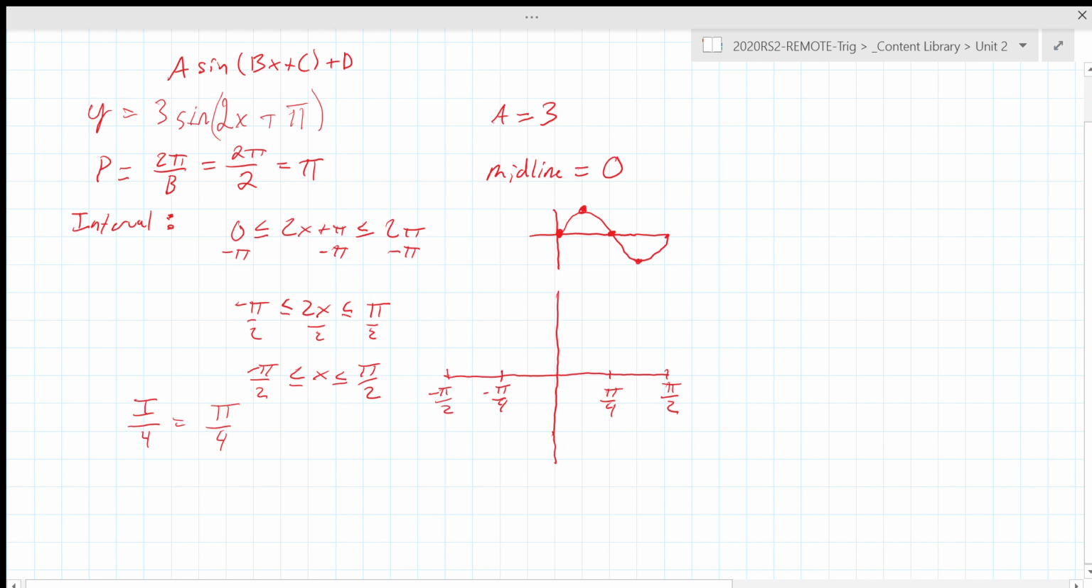Okay, so we're going to start at the very left side of our interval. This is a positive sine function, so it starts at the midline. Then the next interval tick mark, you're going to go up the amplitude, back to the midline, down the amplitude, back to the midline. So there's our graph of 3 sine 2x plus pi.